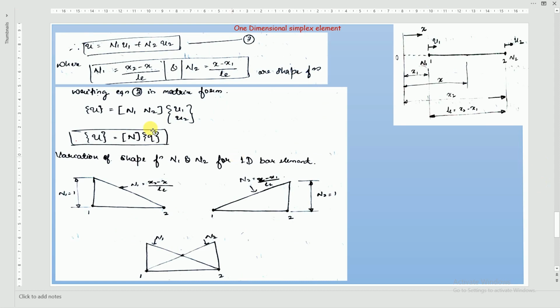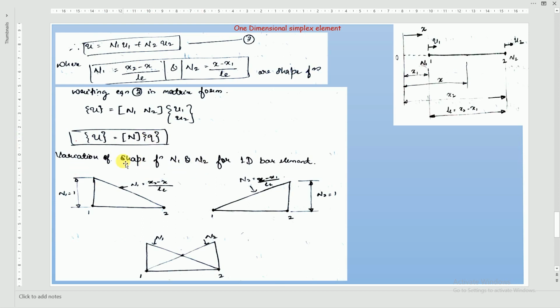Now this is the third equation, u equal to n1 u1 plus n2 u2. We'll write this equation in matrix form: u equal to the row matrix n1 n2 times the column u1 u2. If you multiply these two, row into column, you get back this equation. In short, we write u, the displacement at any point x, equal to n, the shape function matrix, times q, the nodal displacement matrix. Okay, n into q.